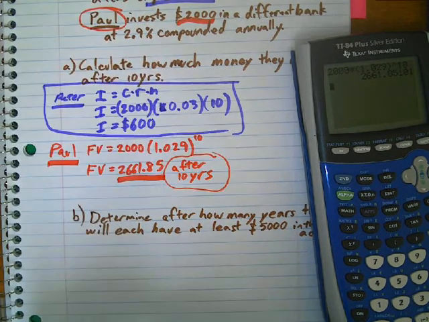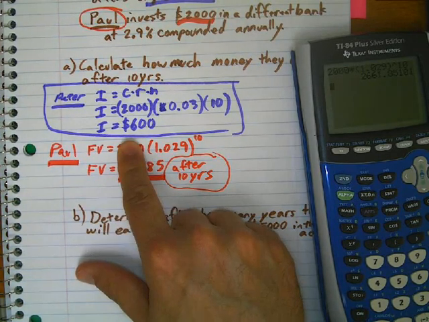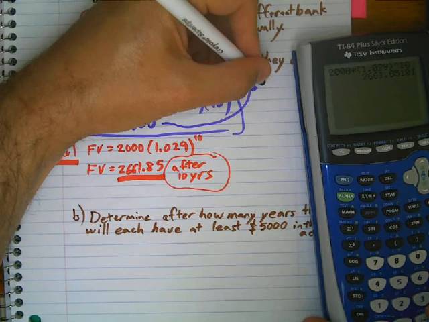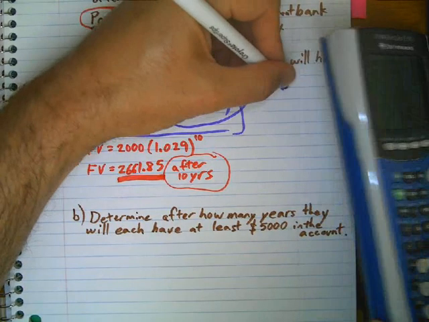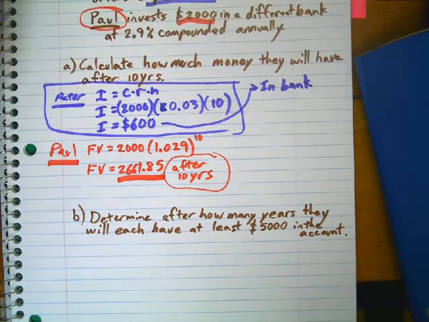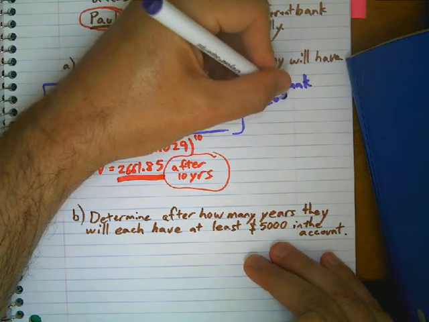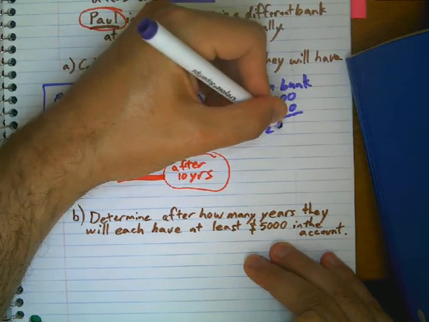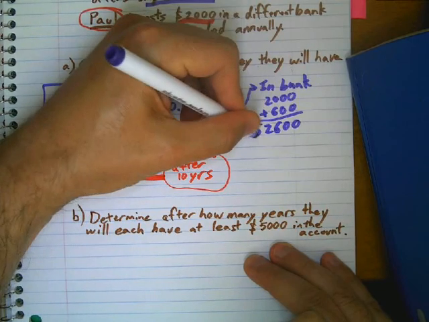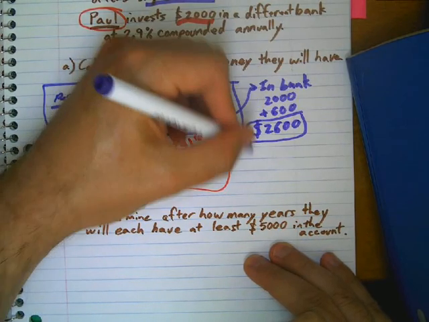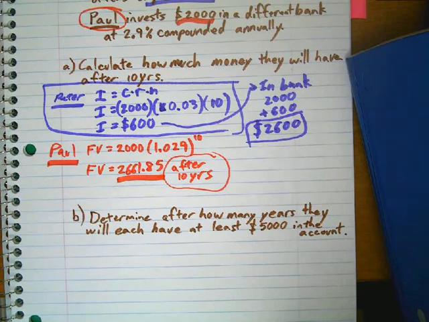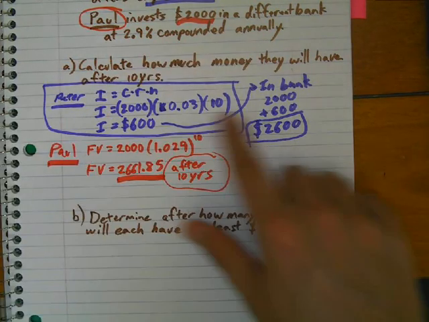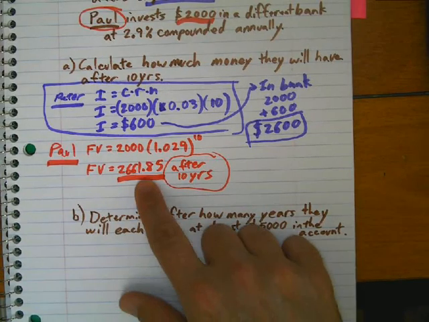And for here, we need to add what we started off with. So in the bank, we've got 2,000 plus 600 equals. Okay, and so we can tell that Paul is going to be earning more money than Peter.